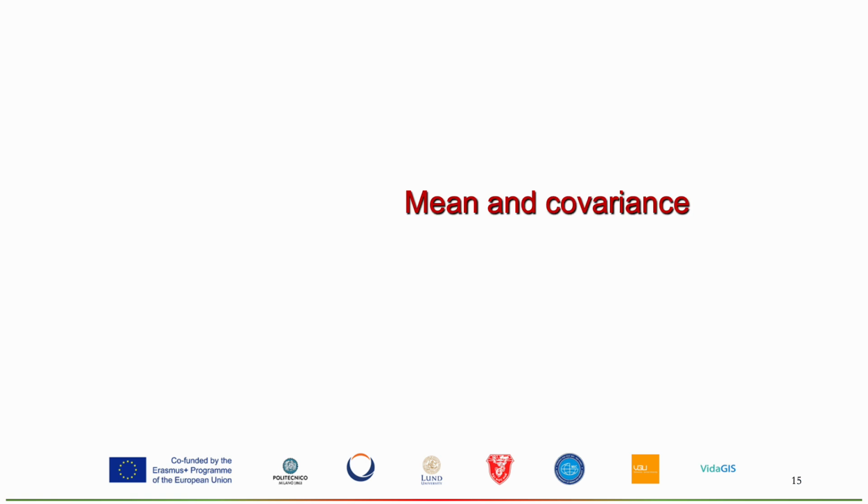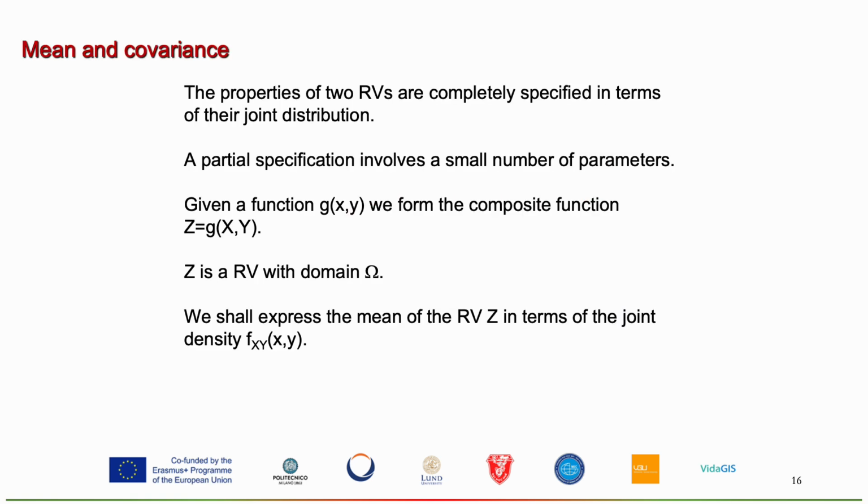Now, exactly as we did for the monodimensional random variables, we go to the computation and the definition of the mean and the covariance of two-dimensional random variables. In general, we can extend what we have said for monodimensional variables. The properties of two random variables are completely specified when we know their joint distribution. But again, for certain specific applications, for certain practical computations, we can just work with a subset of important parameters.